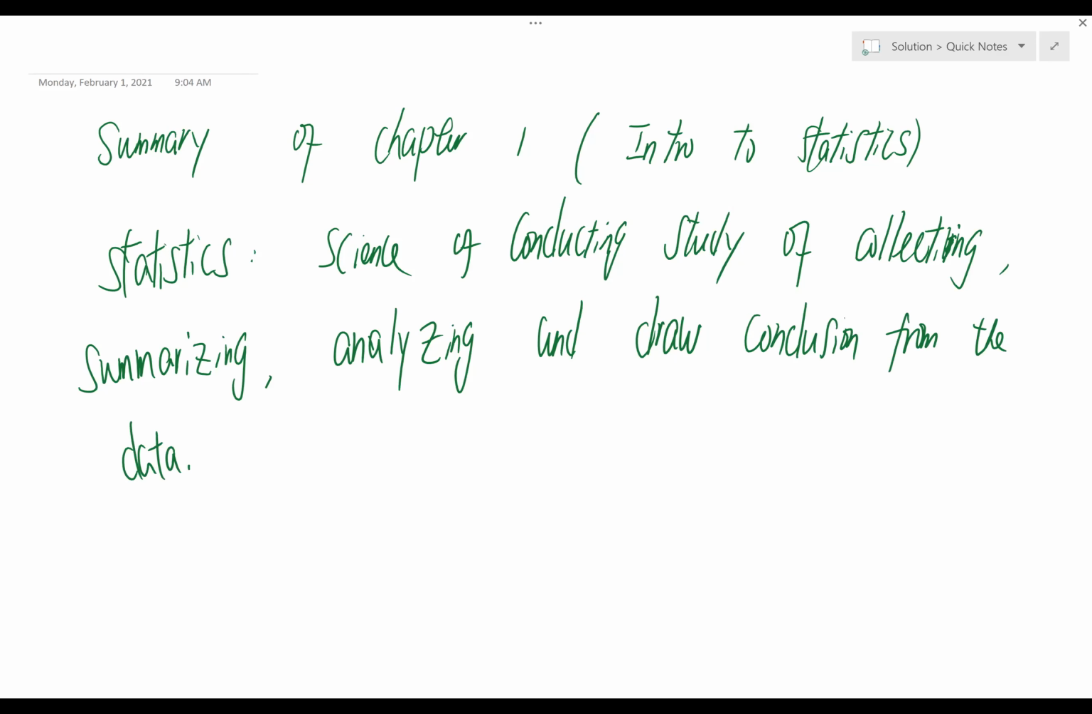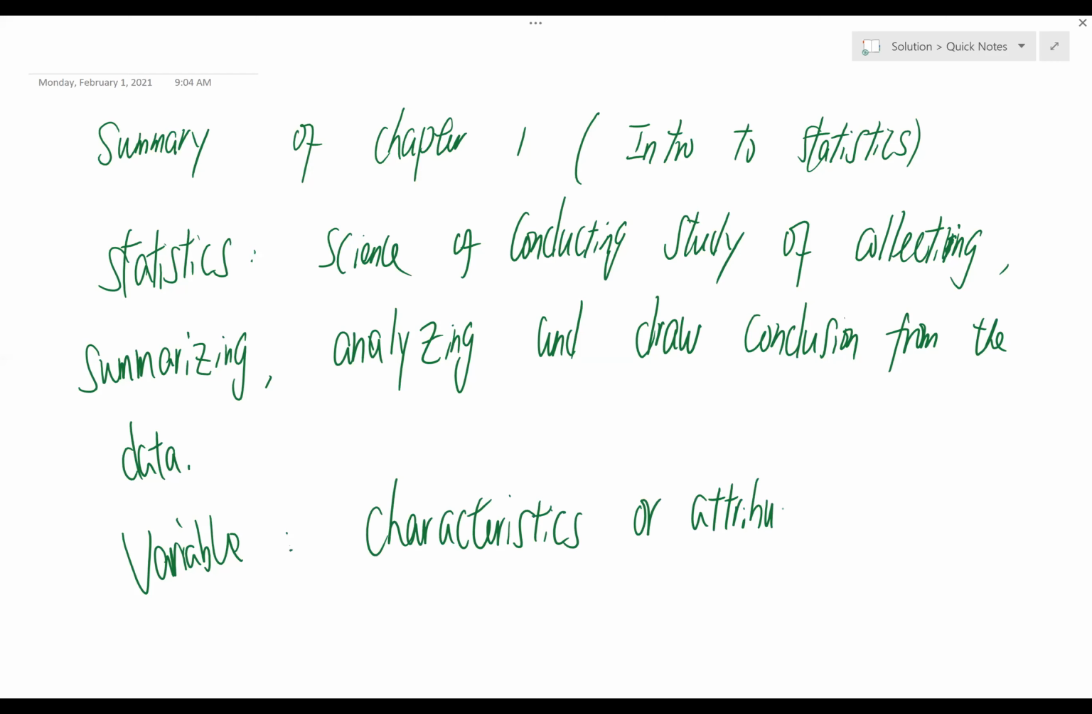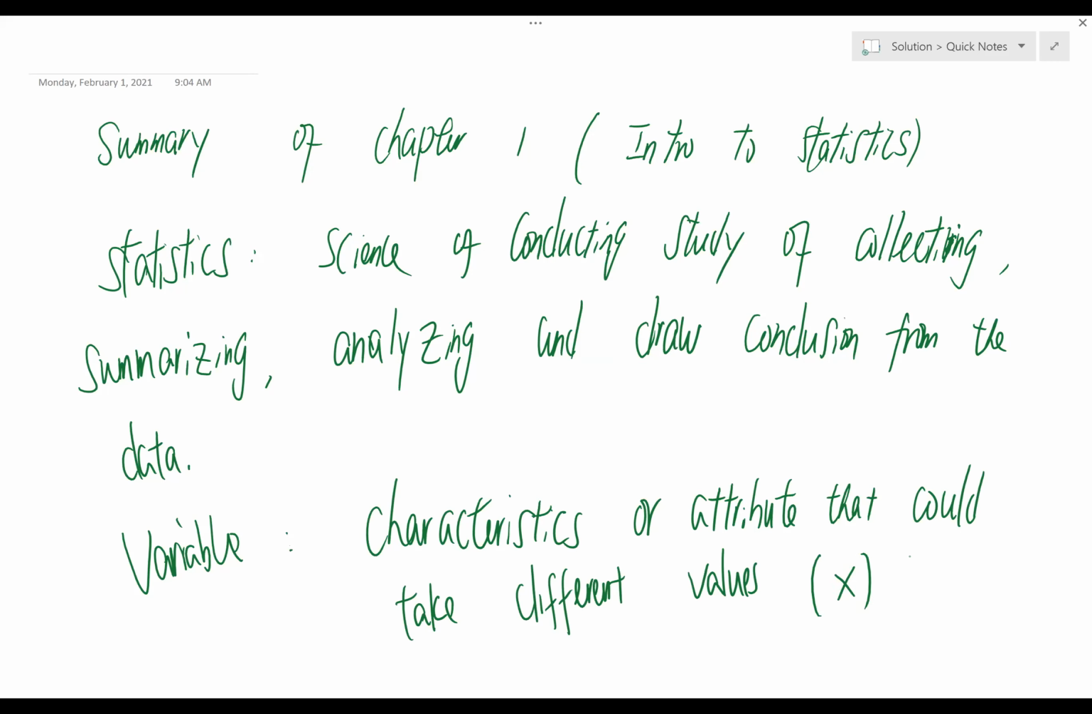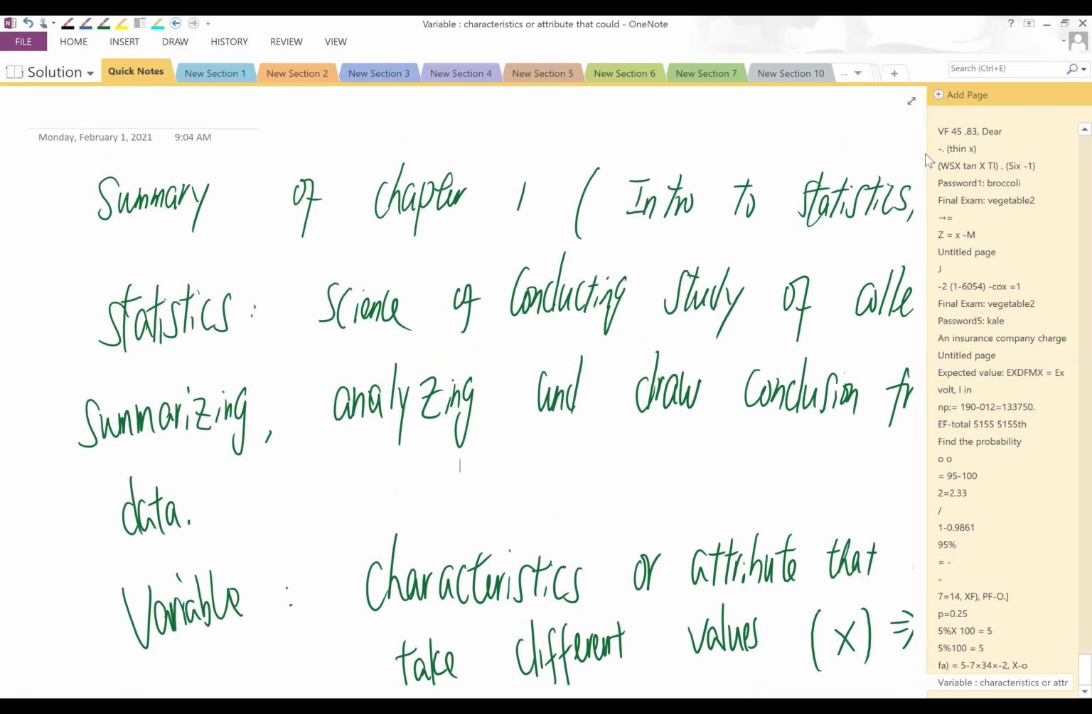And also we have an important term called variable. Typically when you think of a variable, it could represent any number. It's like a characteristic or attribute, typically numerical, that could take different values. Like in an algebra course, you learn x, right? x is a variable, so x could take any values, for example a numerical value. So x could be 2 or x could be 5, something like that. So x could be any random number we are trying to analyze, okay? So these are two important terms.